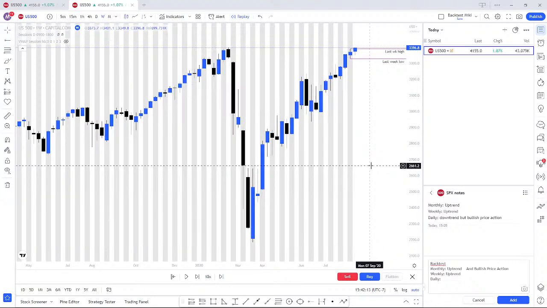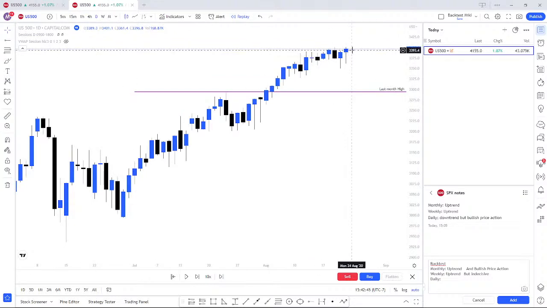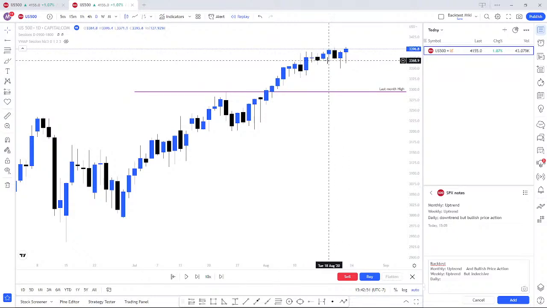We go to the weekly: uptrend, but indecisive price action. Whatever, we know what indecisive is. And then we have the daily. On the daily, we are coming on the next day. So the 18th was the first one. So we were on an uptrend.